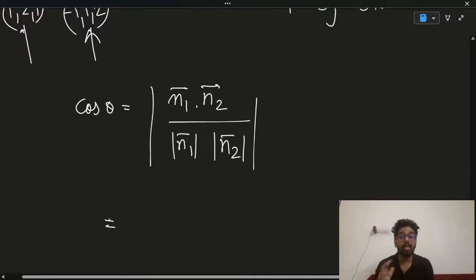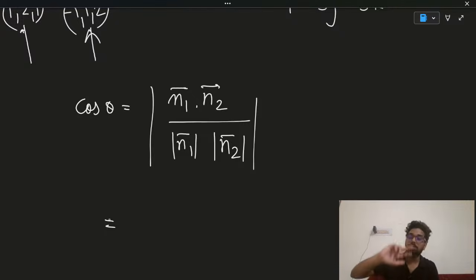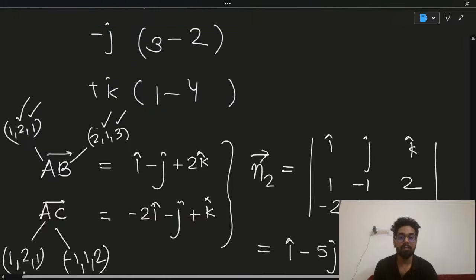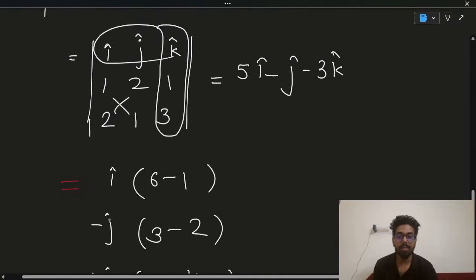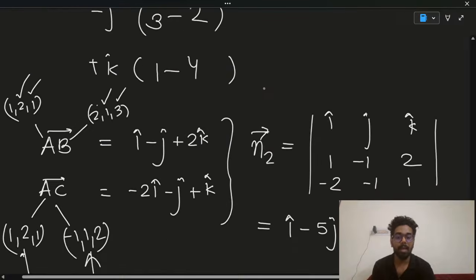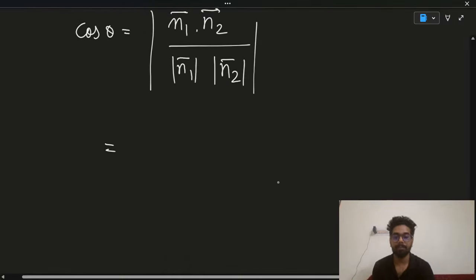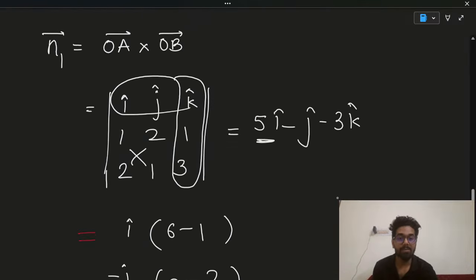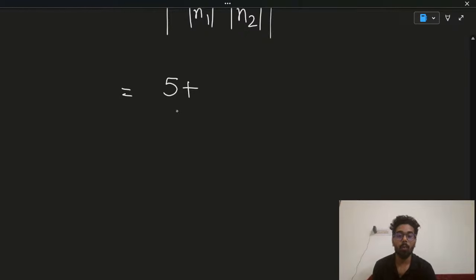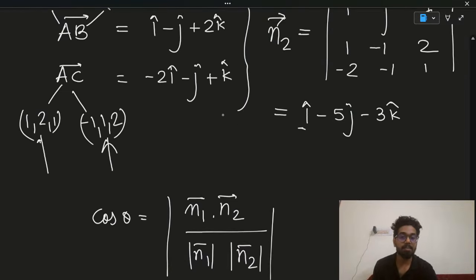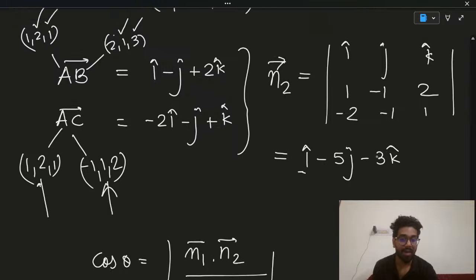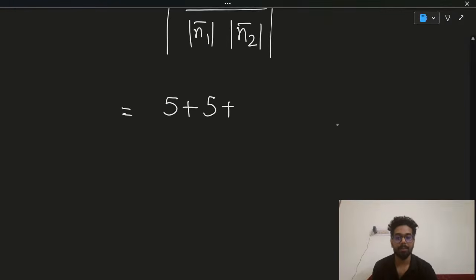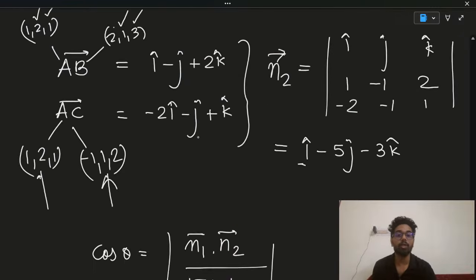Just now I told you, it's the multiplication of x components plus multiplication of y components plus multiplication of z components. Okay, so what we will have? You can see here 5 multiplied by 1, so it's 5, plus. Now, here it's minus 5 y component. Minus 5 into minus 1 is 5. Now, this is minus 3 z component. Minus 3 into minus 3 is plus 9. Okay, divided by the product of the magnitudes of n1 and n2.